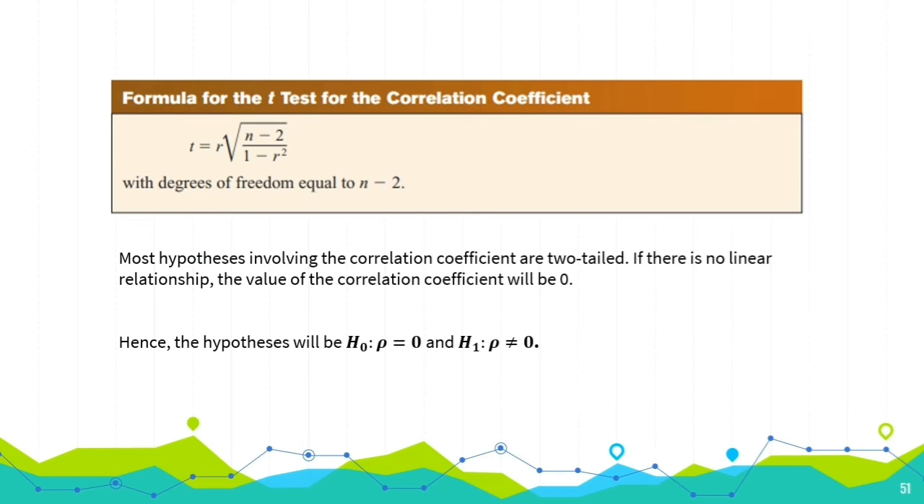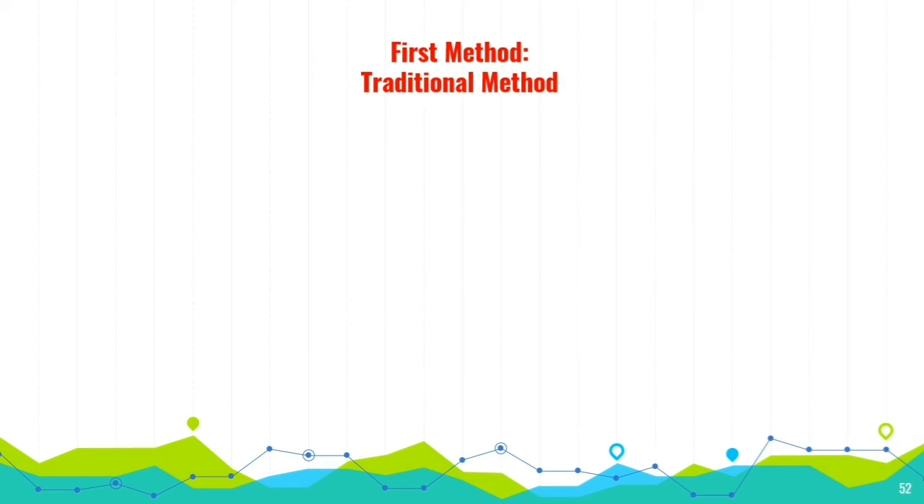The two-tailed critical values are used. These values are found in Table F in Appendix C. Also, when you are testing the significance of a correlation coefficient, both variables x and y must come from normally distributed populations. Let's start with the first method, the traditional method.